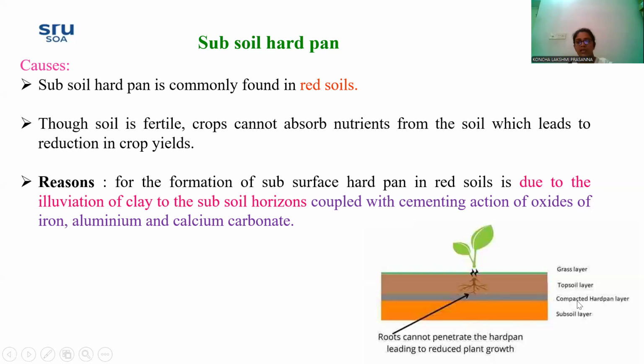So this is how the compacted soil makes the root system unavailable for the absorption of nutrients from the deeper layers of the soil.